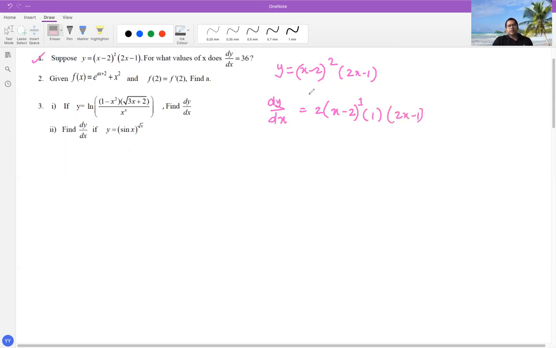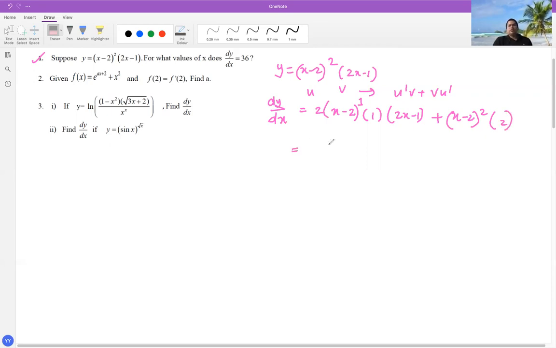So I'm applying the product rule here, u and v. The derivative of this is u dash v plus v u dash. So I'm doing that here. And the next part, I'm going to keep it like this, (x minus 2) the whole square. And then you have 2x minus 1, whose derivative is 2.